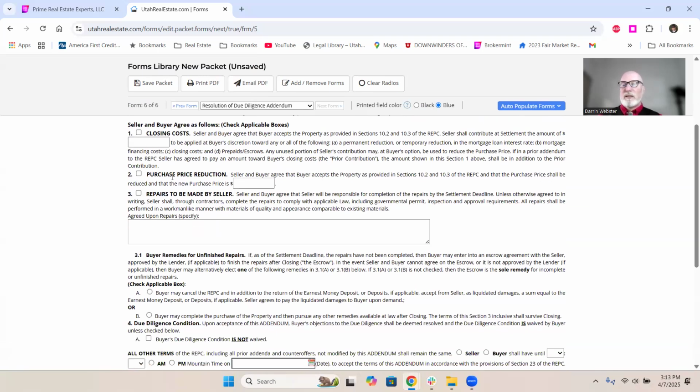Second choice is seller agrees to reduce the price. All right, there's some issues that got to be dealt with. Buyer doesn't want to pay that much for the home anymore. We'll reduce the price. Here's the new purchase price.